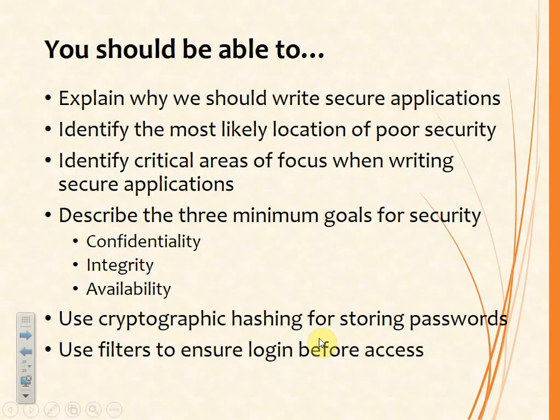So by the time you've done all of this in the tutorial, you should be able to explain why we should write secure applications, and identify the most likely location of poor security, and that of course is your code, my code. 70% of flaws originate in the code. Identify critical areas of focus when writing secure applications: your data, the transmission of data, the storage of data, and so on. All the things that we've been talking about today. The 3 minimum goals for security: confidentiality, integrity, availability. What do they mean? You should be able to describe all of that.